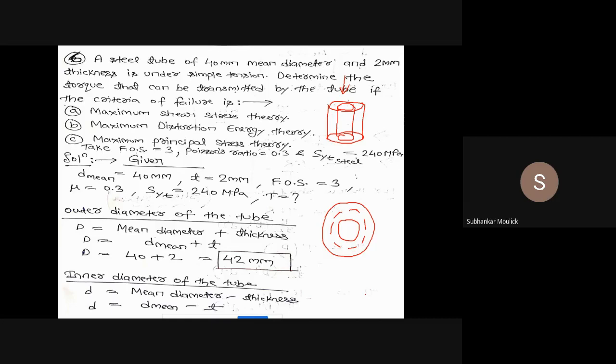Fine. So in the question, mean diameter is given to me. That means this particular value is given to me. This is d mean, d suffix m. Fine. So now, by looking at the diagram, can you tell me what is the value of the outer diameter of the tube? I have given you the hint. Now, by this top view of the tube, what will be the value of the outer diameter of the tube?